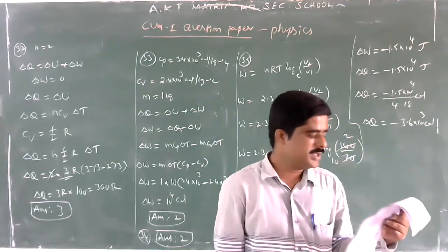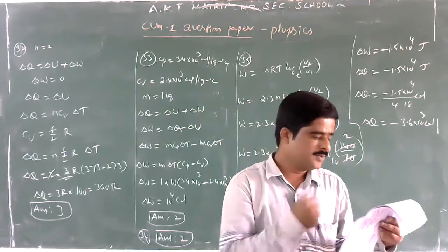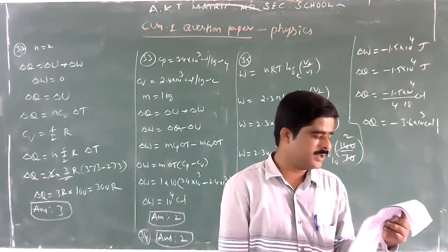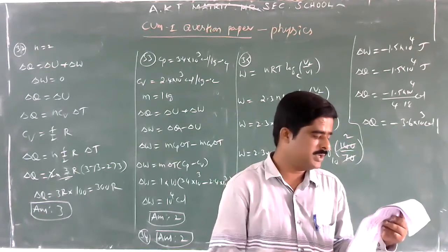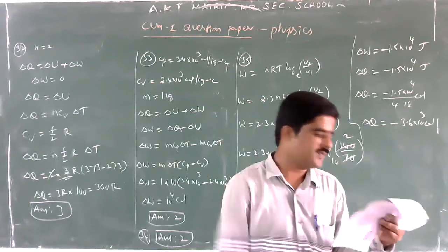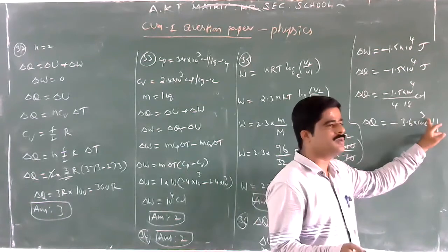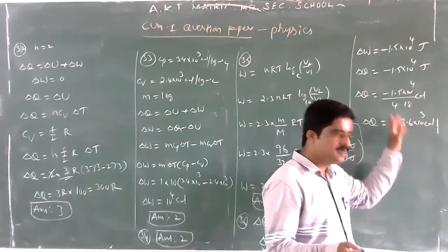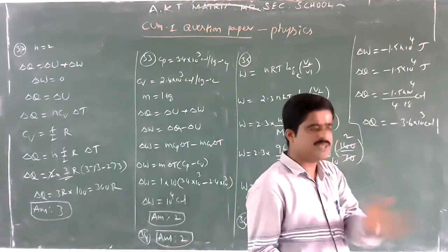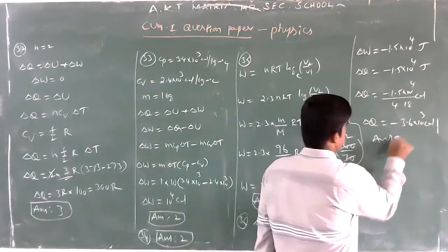Second option: 3.6 × 10^3 calories of heat flowed into the gas. Third one: 1.5 × 10^4 calories of heat flowed into the gas. Last one: 1.5 × 10^4 calories of heat flowed out from the gas. But here, how much value again? Minus 3.6 × 10^3 means a certain amount of heat flowed out of the gas, out of the system. So which option is correct? First one is correct. So the first option is correct.